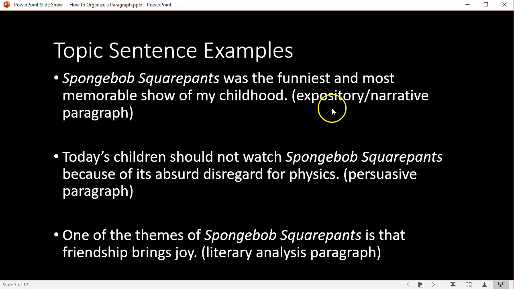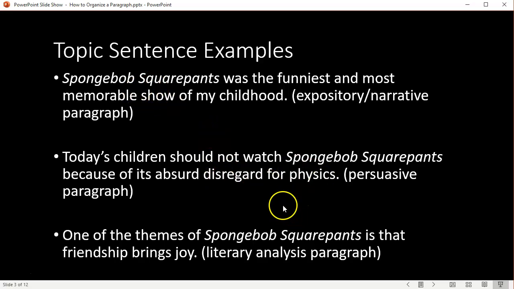SpongeBob SquarePants, exposition this time. SpongeBob SquarePants was the funniest and most memorable show of my childhood. So this one's a little more narrative. So say I'm writing a paragraph about the role of SpongeBob SquarePants in my life, right? Here, I've just set up my topic. In this paragraph, I'm going to talk about how it was funny and memorable for me. Notice that I did italicize SpongeBob SquarePants. Titles of longer works, books, TV series, movies get italicized.